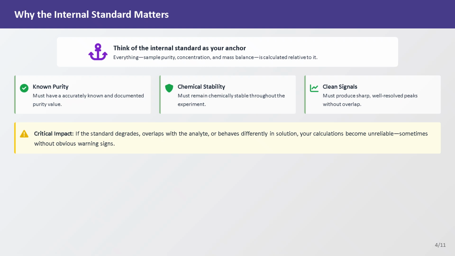Think of the internal standard as an anchor holding your entire quantitative experiment in place. Everything, sample concentration, purity, and mass balance, is calculated relative to it. That means the standard must have accurately known purity, remain chemically stable, and produce clean, well-resolved signals. If it degrades, overlaps with your analyte, or behaves differently in solution, your numbers may look precise, but be fundamentally wrong.